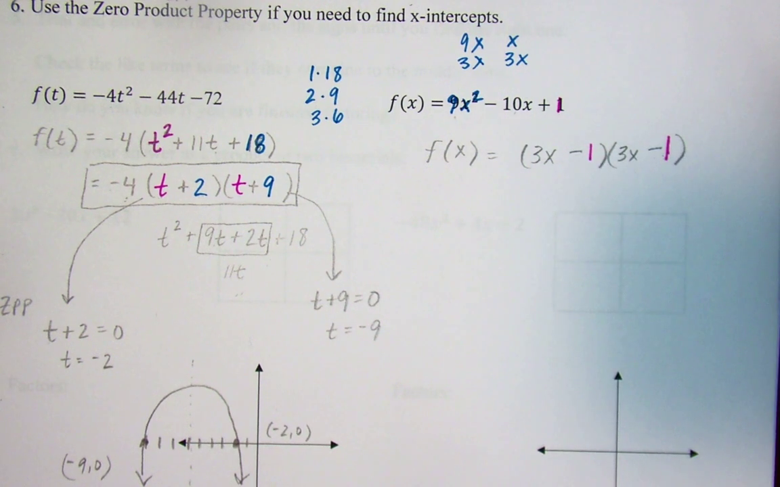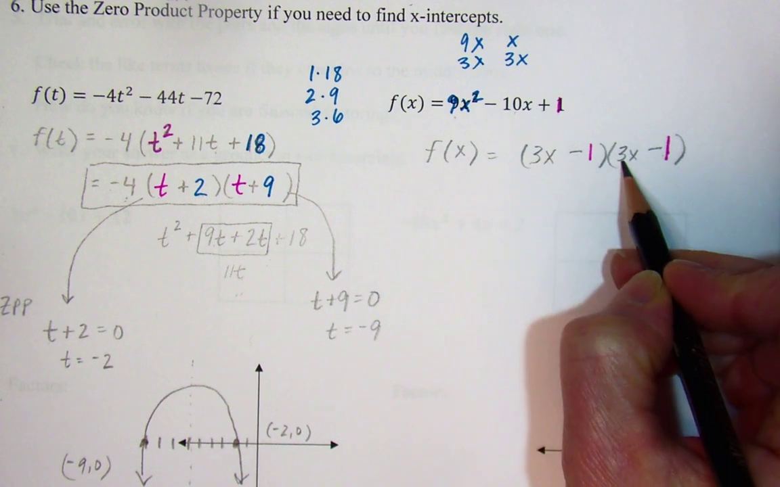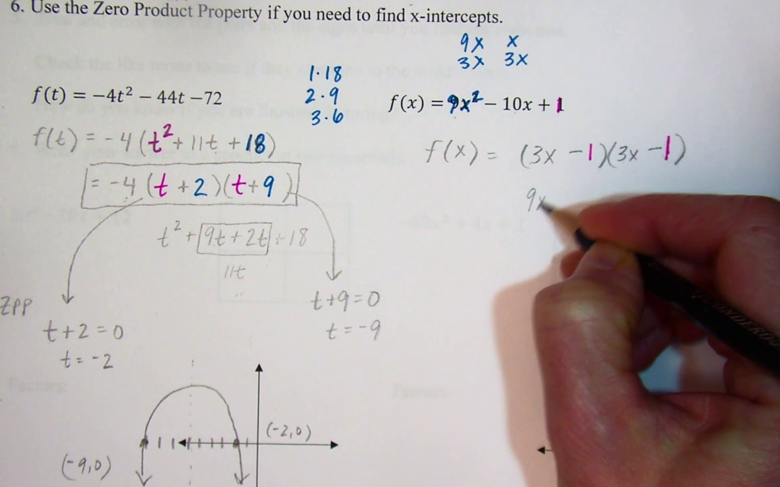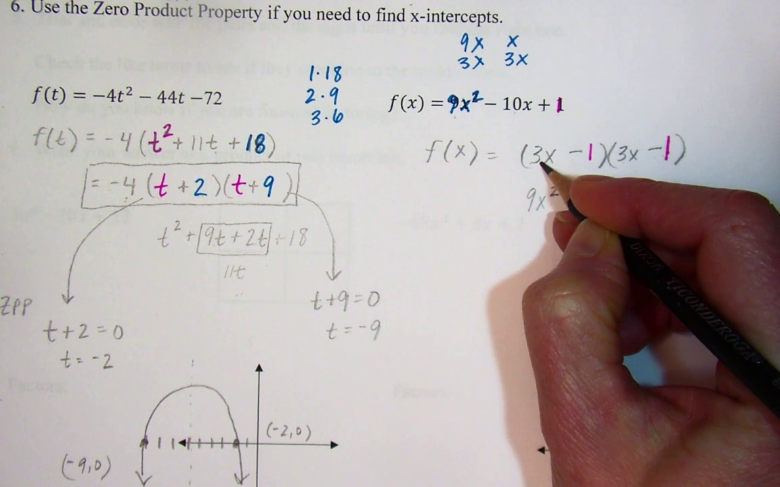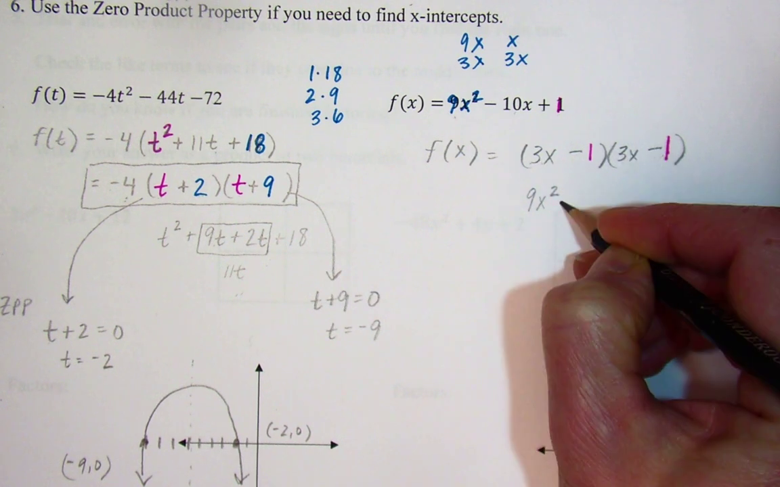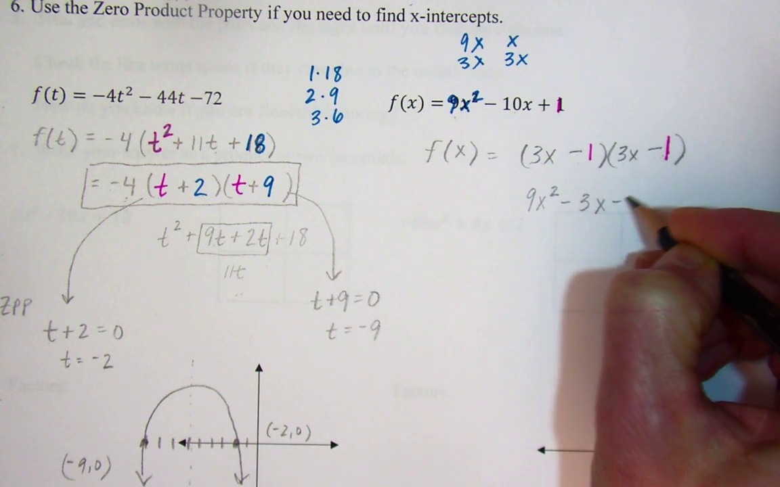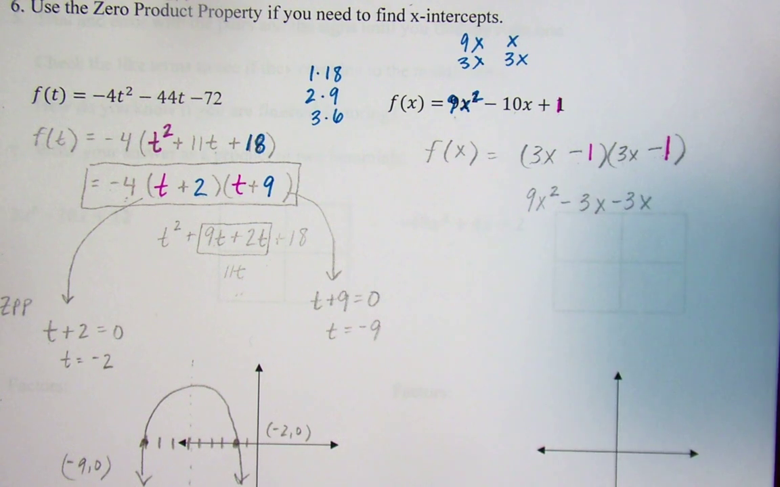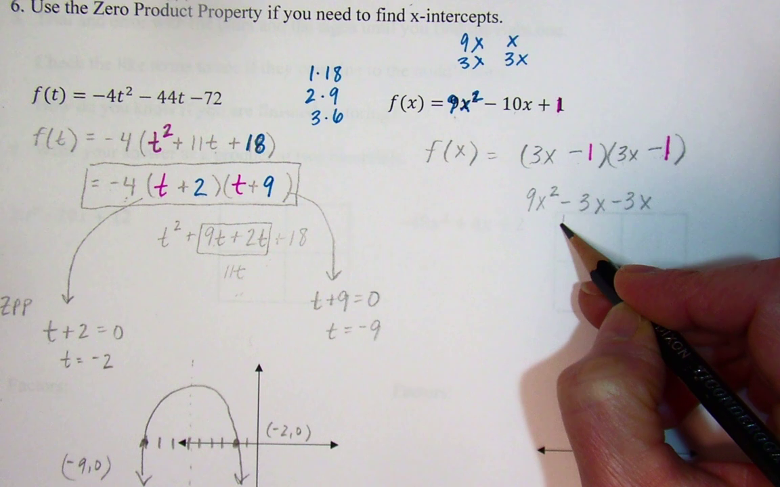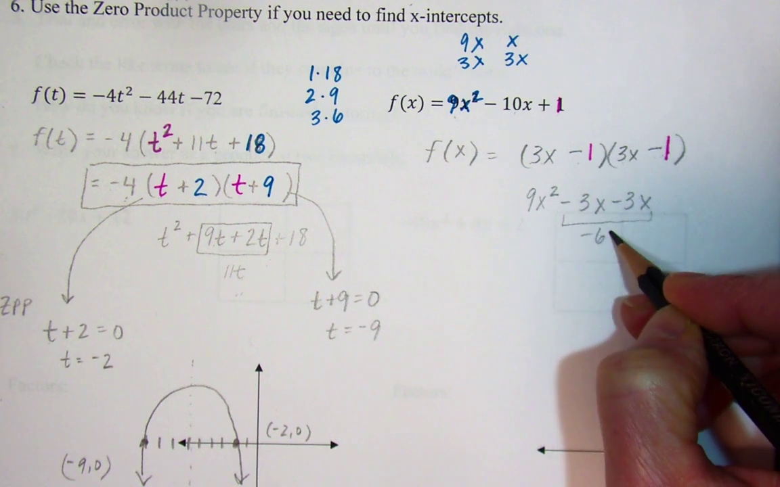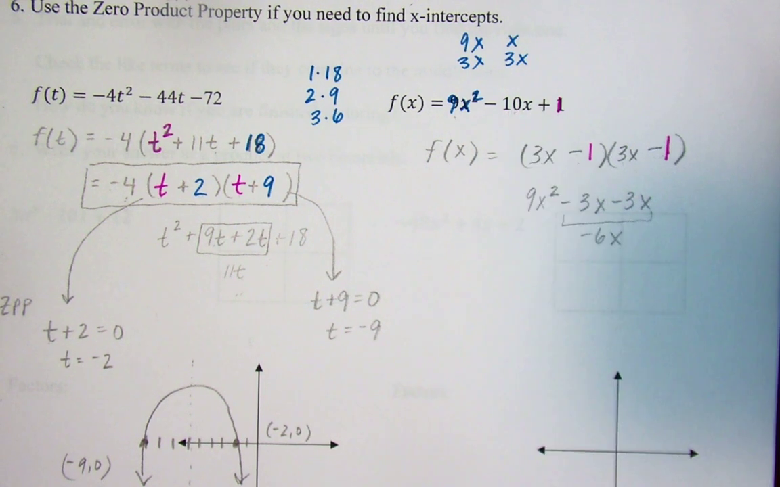How do I check and see if this is right? I'm going to double distribute. 3x times 3x is 9x squared. So far, so good. 3x times -1 is -3x. -1 times 3x is -3x. And right there, I know I'm incorrect. This would combine to make -6x. Not -10x. No problem, I have an eraser.